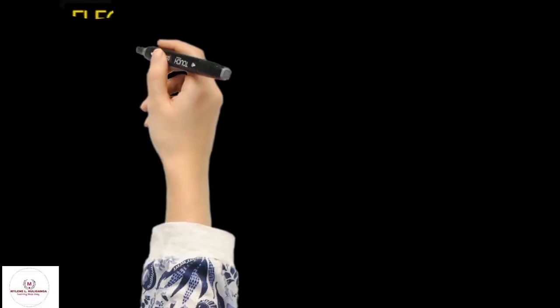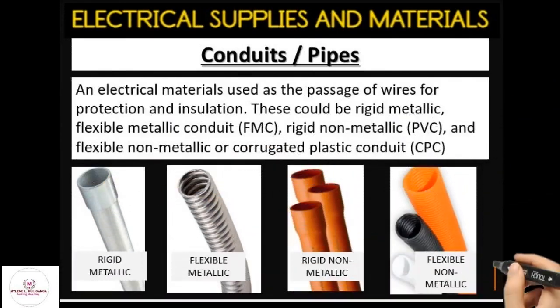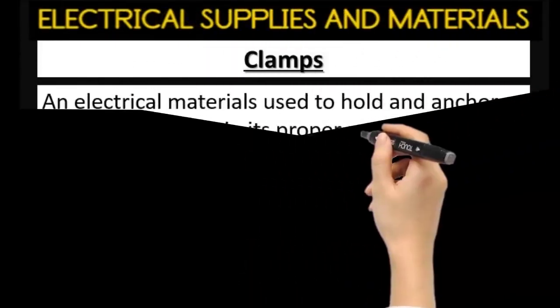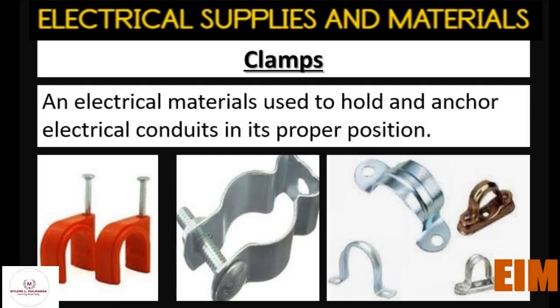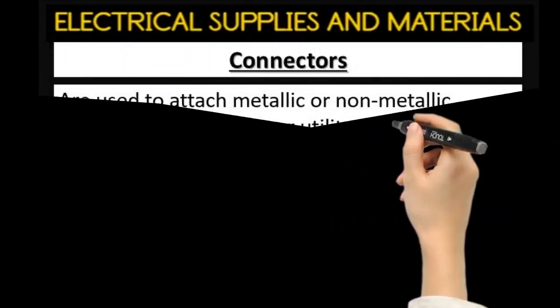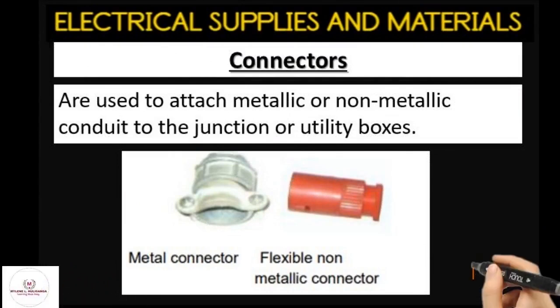Next are the conduits or pipes, electrical materials used as the passage of wires for protection and insulation. These could be rigid metallic, flexible metallic conduit, rigid non-metallic conduit or PVC, and the flexible non-metallic or corrugated plastic conduit. Next are the clamps, electrical materials used to hold and anchor electrical conduits in its proper position. And lastly, the connectors, used to attach metallic or non-metallic conduit to the junction or utility boxes.